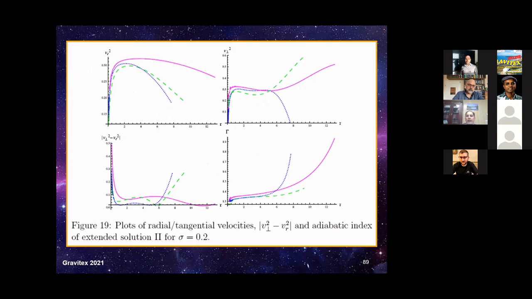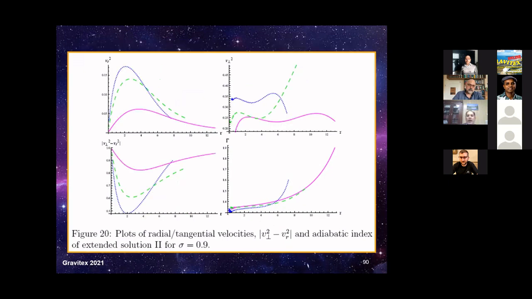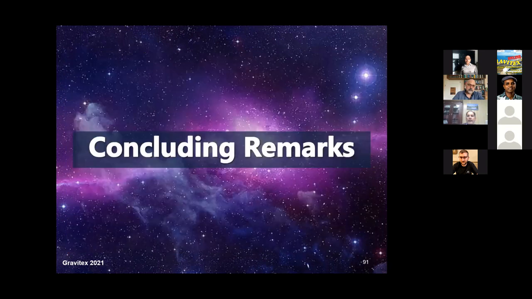And this is the final graph, which indicates that the absolute value of the tangential and radial velocity of sound lies within the limits. And again, we see that this adiabatic index is also greater than 4/3. So this means we can say that the second solution is viable as well as stable.